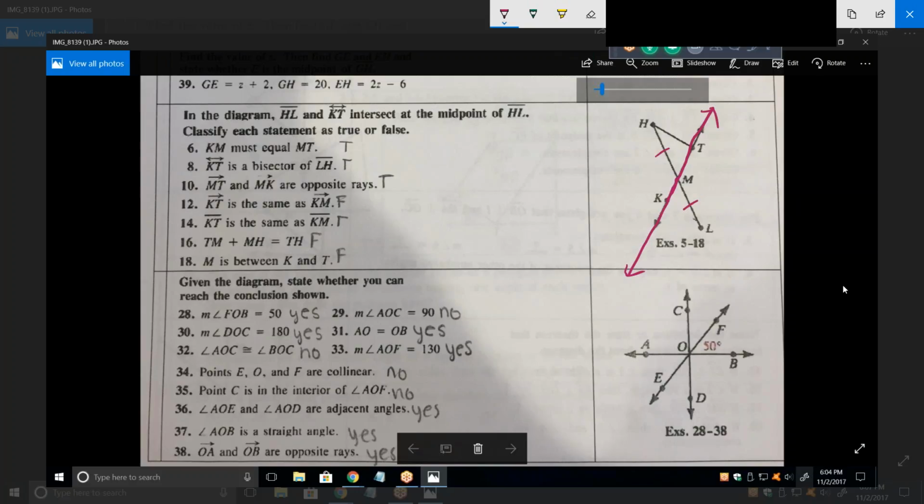Okay. So by the definition of rays, if they're on the same line, they don't have a finite length and they're basically infinite, both of them? Is that what you're saying? Yeah. Okay. Whereas 14 says the line segment KT is the same as the line segment KM. That's definitely not true. I think you might have these backwards.